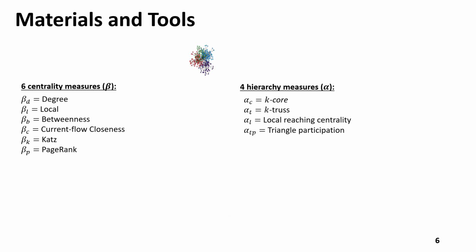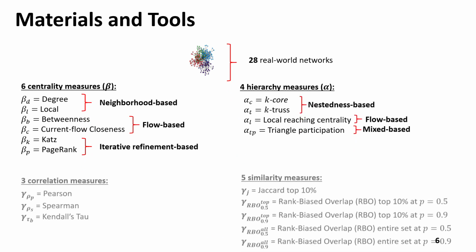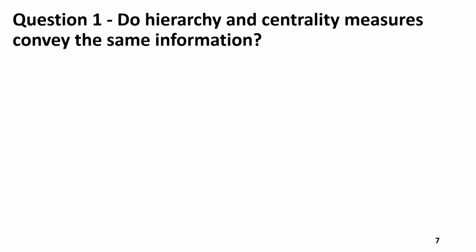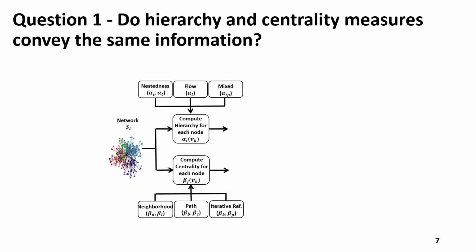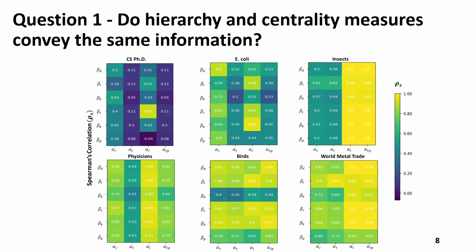To answer the questions, we use 28 real-world networks with 6 centrality measures and 4 hierarchy measures, alongside 3 correlation measures and 5 similarity measures. So what we do to answer the first question is simply we take the network, and for each node we calculate its hierarchy and its centrality value, and we obtain a set where we compute the correlation and similarity between the two sets in a network, among all possible hierarchy and centrality combinations. We obtained the following results.